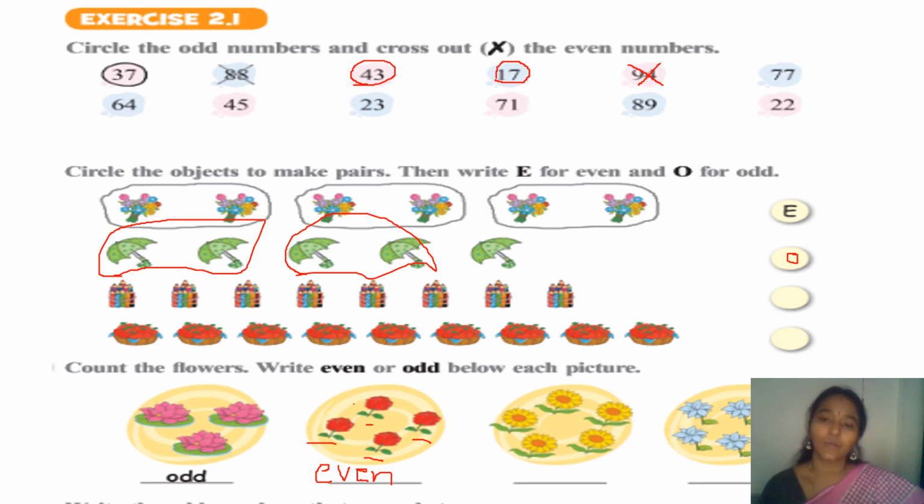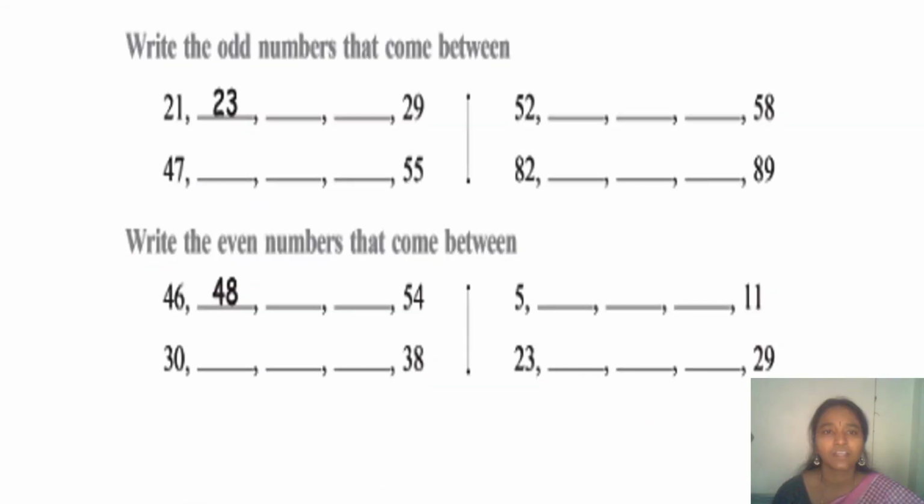Next, how many sunflowers are there? Count and do. Here also some flowers are there. You count for these both and write. Yes, you have to write the odd numbers that come between 21 and 29. Don't forget the odd numbers.